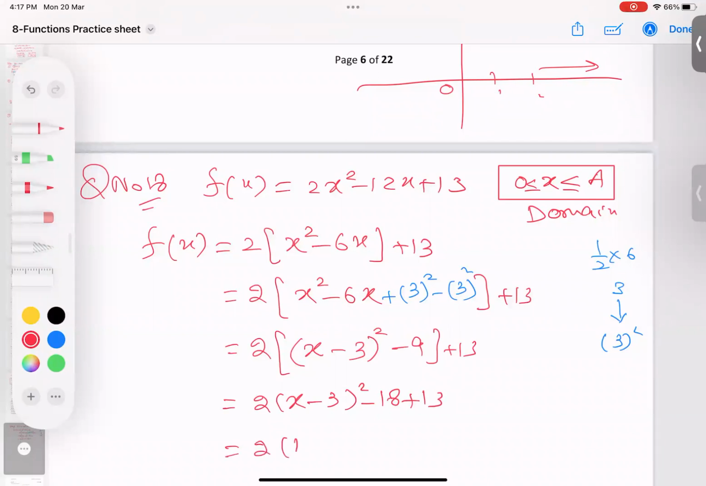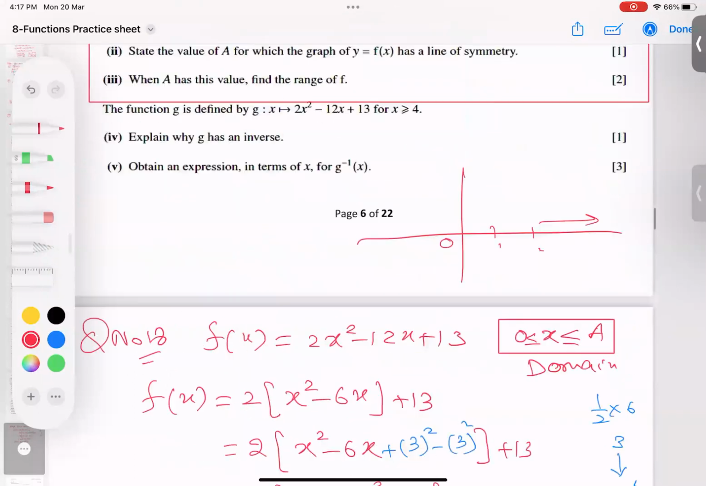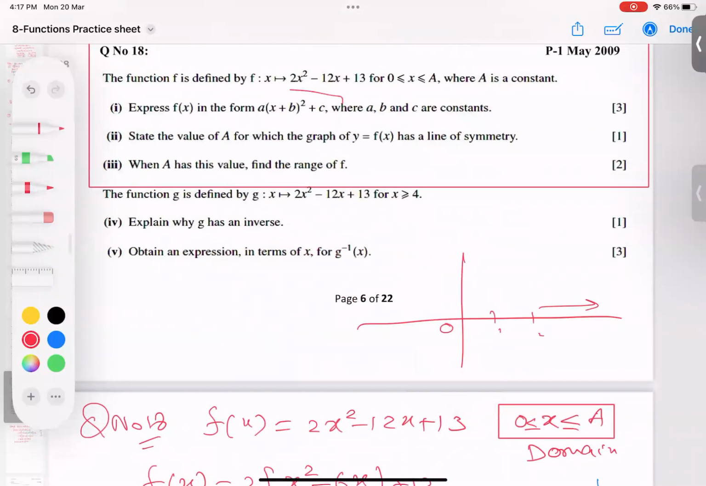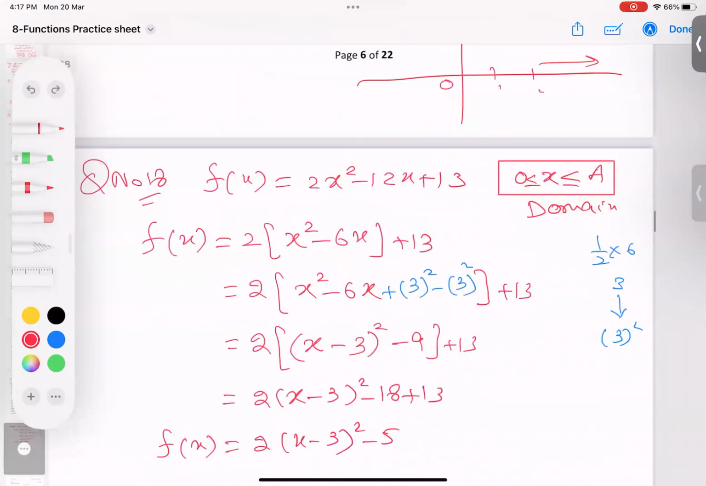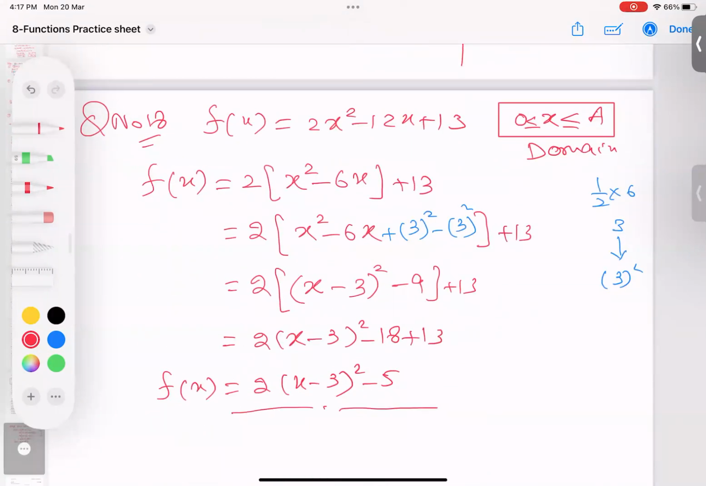Last form, completing the square done now. Minus 18 plus 13 gives you minus 5. So alhamdulillah, Rabbil Alameen, completing the square done. So the first part is over. What he was asking, delivered in this form, and 3 marks for it. I just revised the concept which I delivered last time. So A part is over. Let's go for B part.